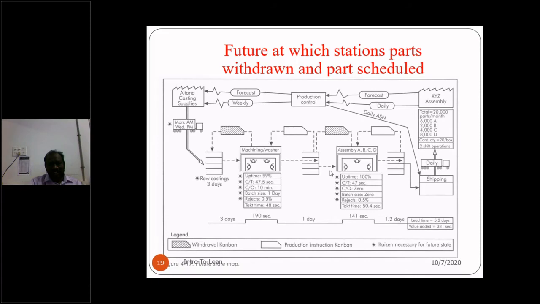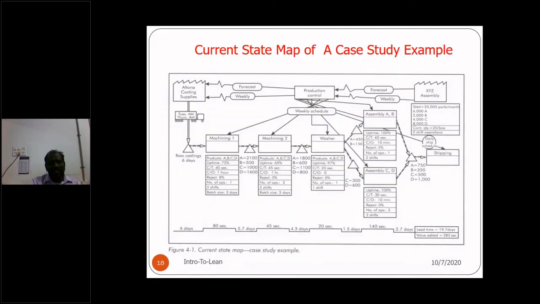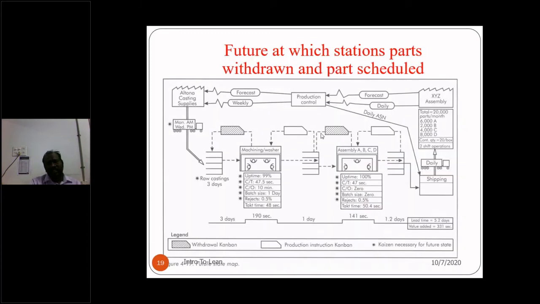So Kaizen is necessary for the future actions he has made. These are the Kaizen future actions, and the withdrawal of Kanban. We have made a withdrawal Kanban, and they have made a production-in Kanban. So like this, there are developments in this stack that we can see.